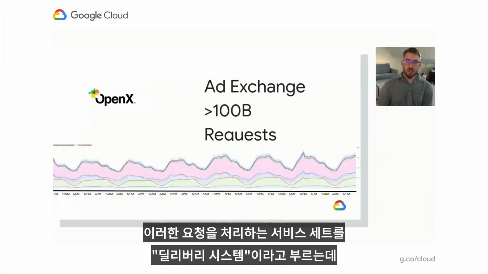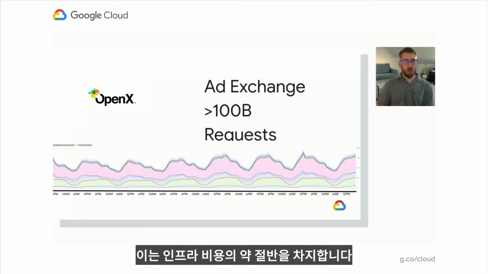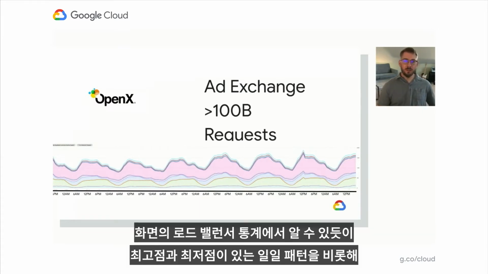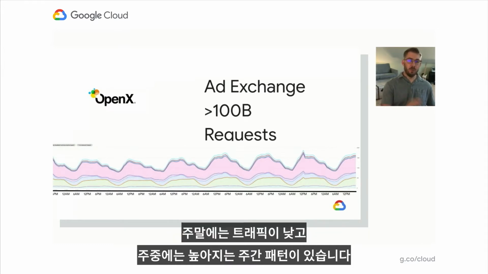And we call this set of services that handle those requests the delivery system, and that comprises about half of our infrastructure cost. So as you can see from the load balancer stats on the screen, we have both a daily pattern with peaks and troughs, and then a weekly pattern as well with lower traffic on weekends and then higher during the week.